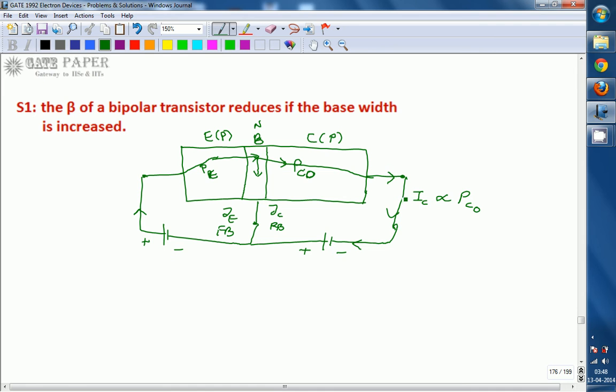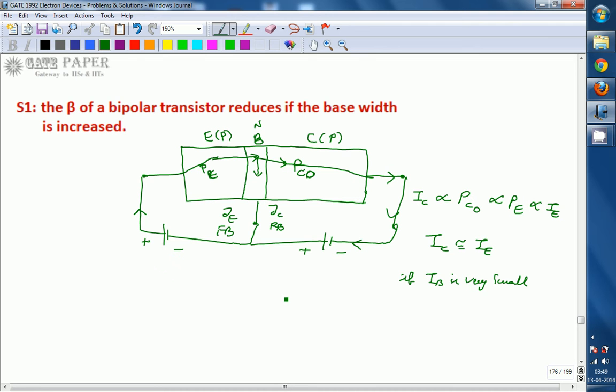This IC doesn't depend on the holes in the collector, because the holes in the collector are not contributing to the current, because it is reverse biased. Only the holes in the collector which appear because of the emitter contribute to the collector current. So IC is approximately equal to IE if IB is very small.